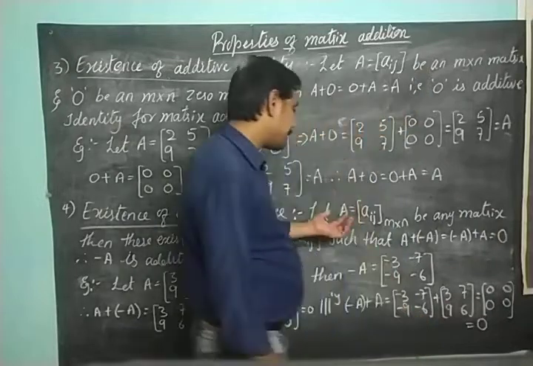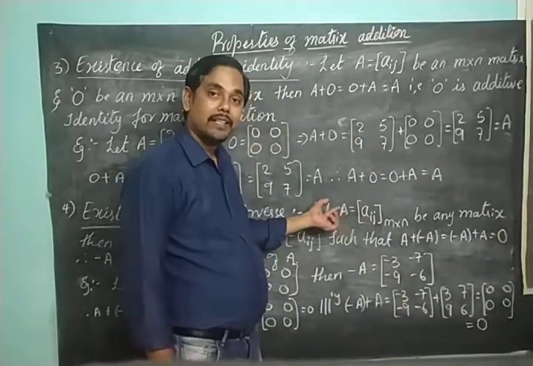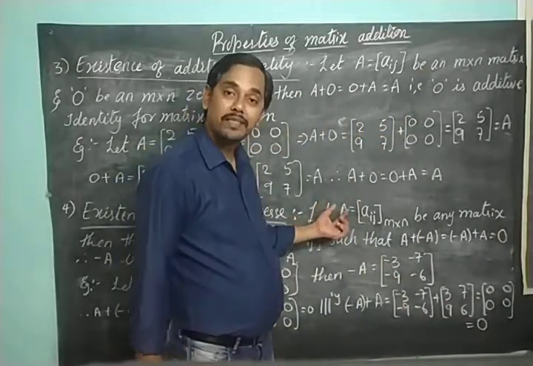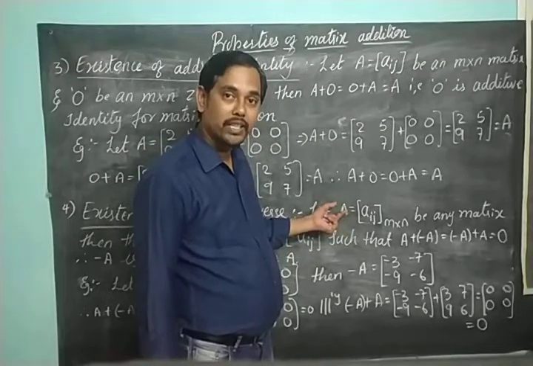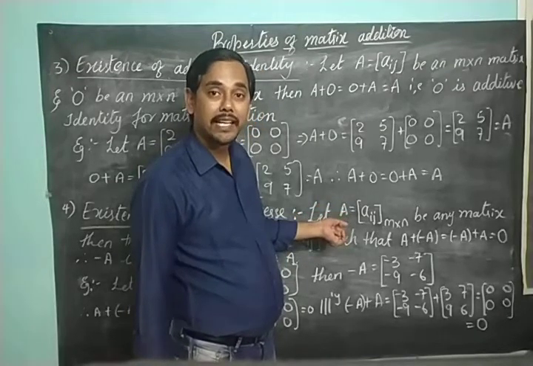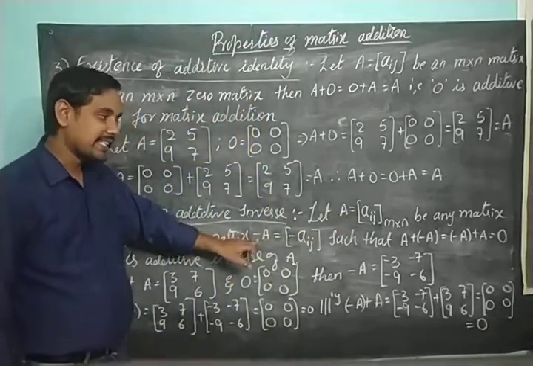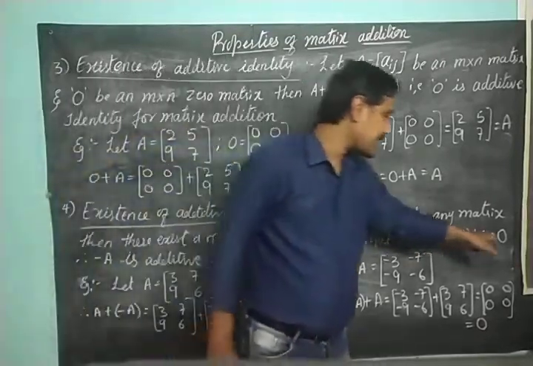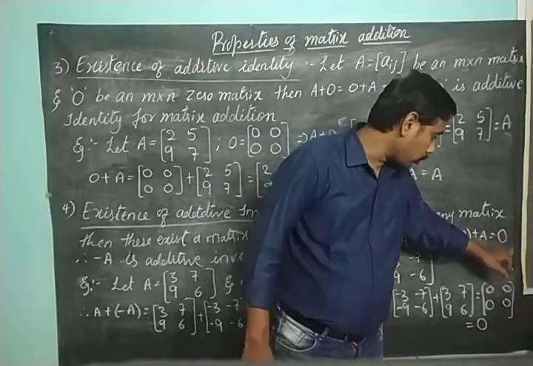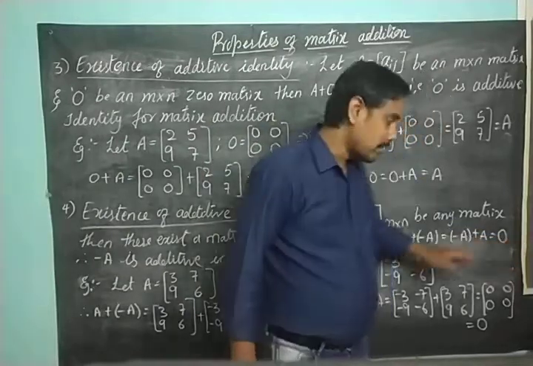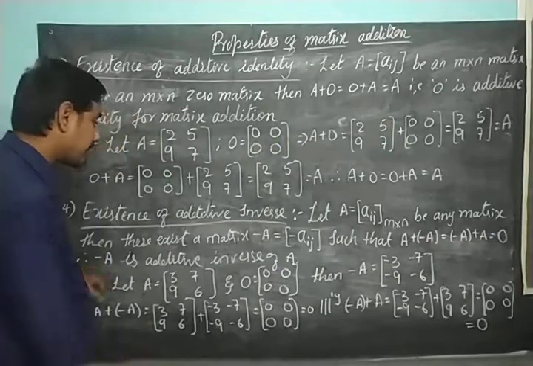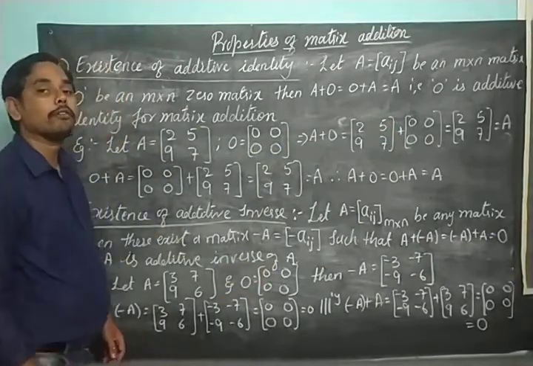What I said, if you add any matrix to A, then the answer should be 0, or you should get a 0 matrix. Then only the matrix added is considered as additive inverse. Here what are we adding? We are adding minus A. When we add minus A, if we are getting 0 matrix, then minus A is considered as additive inverse of A.